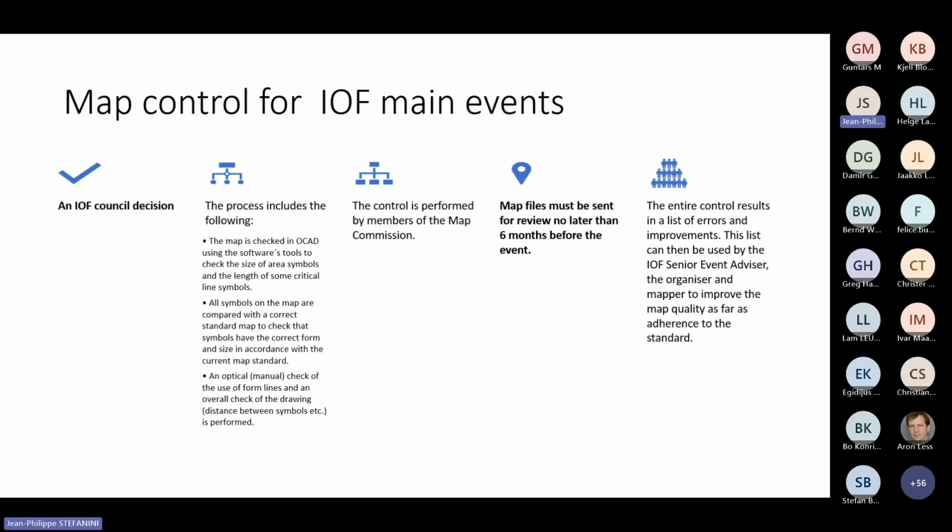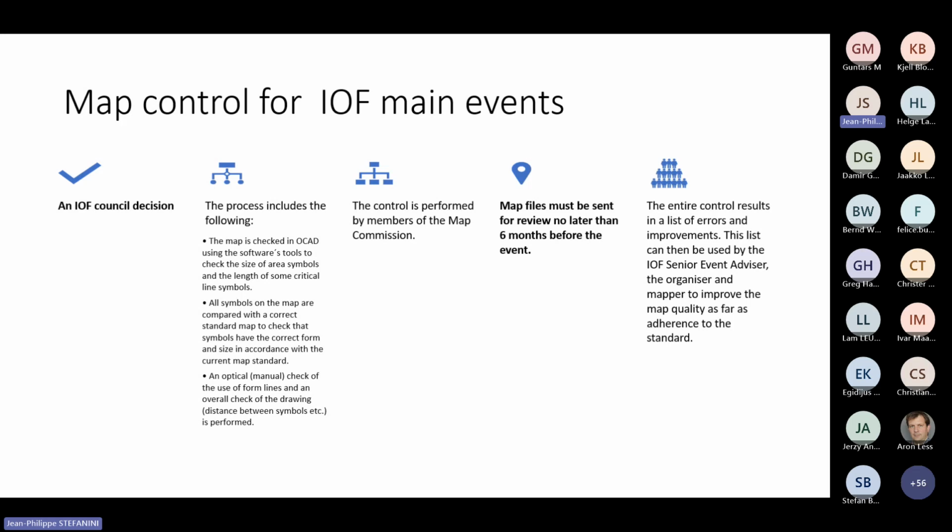We have also to check that the mapper is using the right symbols, not changing the dimensions of the symbol, and the right color. And we are also making a check of the use of form lines. And from that, we are making a report which is sent back to the organizers. Sometimes it's also copied to the event advisor, but I'm not sure of that.